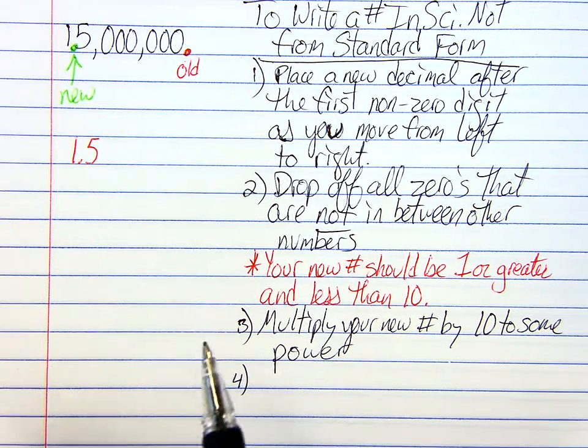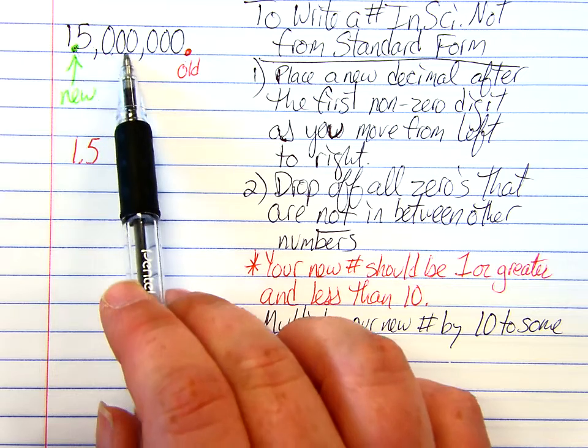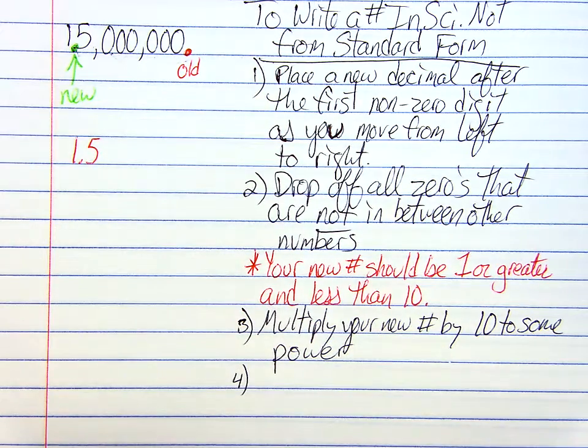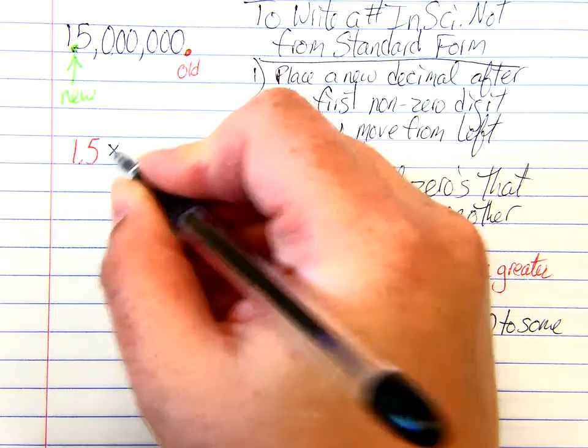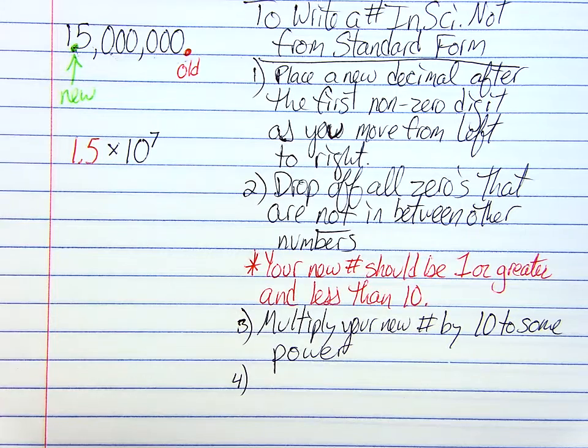So if I go back to my original and I count the spaces between them, I've got 1, 2, 3, 4, 5, 6, 7. So in this case, I'm going to multiply 1.5 times 10 to the 7th power. Okay, so let's put that in number 4.